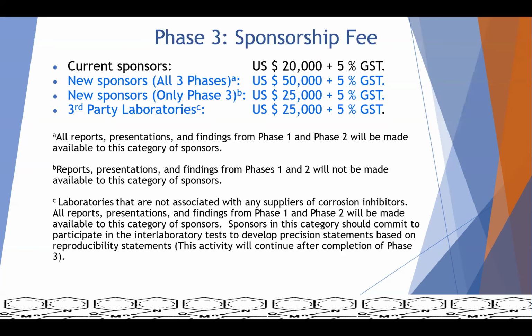Again, we talked about the sponsorship. For new sponsors, if you join for all phases, it is $50K US. If you want to join only for phase 3, it's only $25K. And we also have a new category for third-party laboratories which are not associated with any chemical vendors. They need to pay only $25K, but they will get the report from phase 1 and phase 2, provided they commit to help us develop the precision statement in terms of reproducibility. In other words, they should also do some lab testing after the JIP is completed.